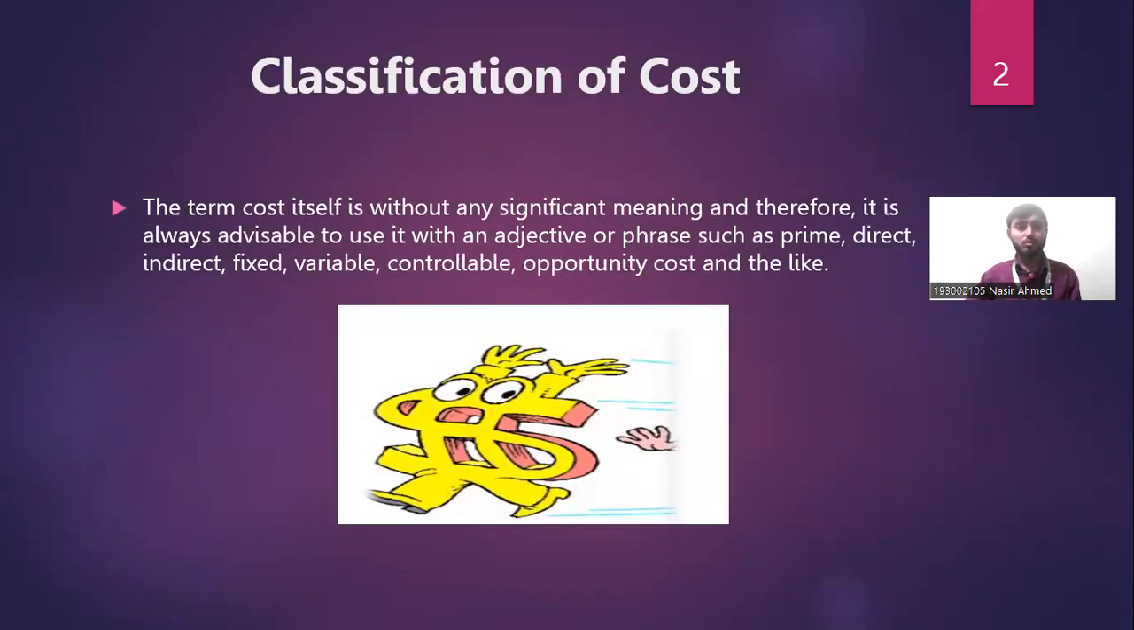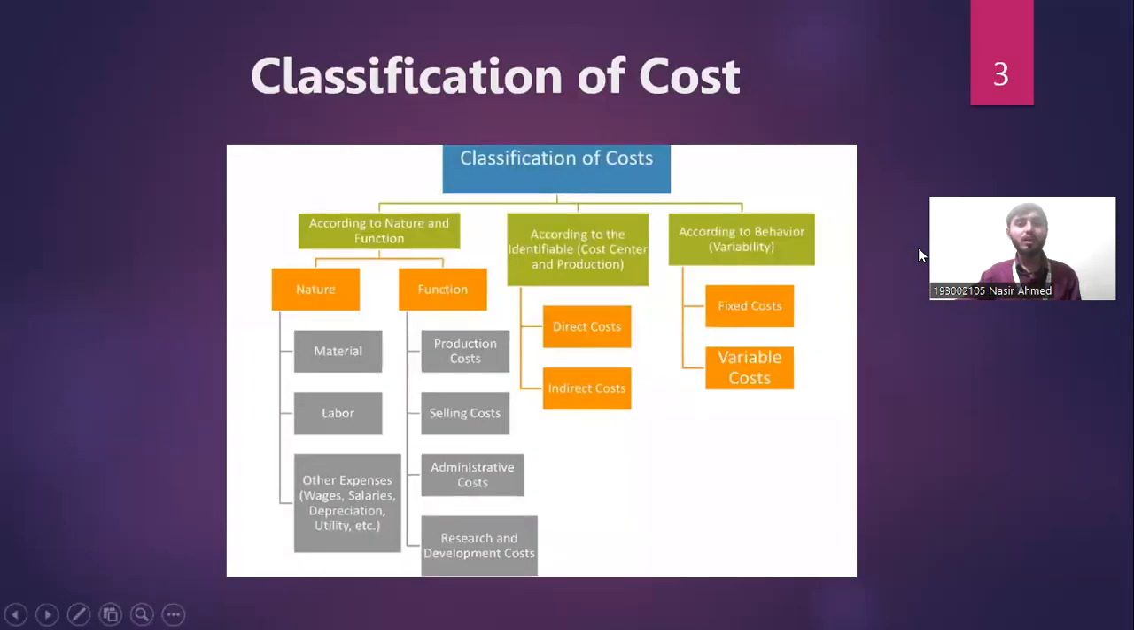So, what is cost classification? The term cost by itself is without any significant meaning, and therefore it is always advisable to use it with an adjective or phrase such as prime, direct, indirect, fixed, variable, controllable, opportunity cost, and like a classification of cost. Here you can see the pictorial of classification of cost.